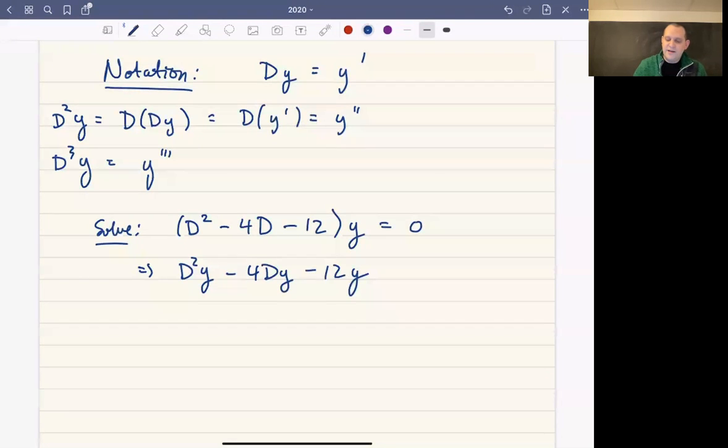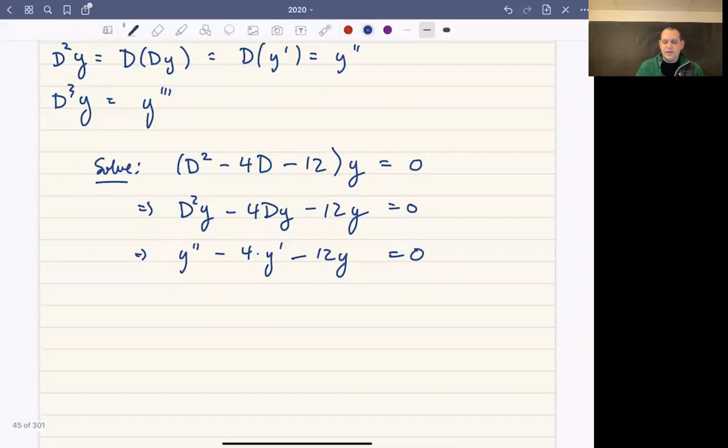And I should tell you that when I have a constant times Dy, this is just a constant times y prime. So constants can come in and out of linear operators as much as you want. Basically, you know how derivatives work. You can bring the constant in and out of a derivative as much as you like. So that's what we can do with those. So this tells us that D squared y is the second derivative, 4 times Dy is 4 times y prime, minus 12y equals 0.